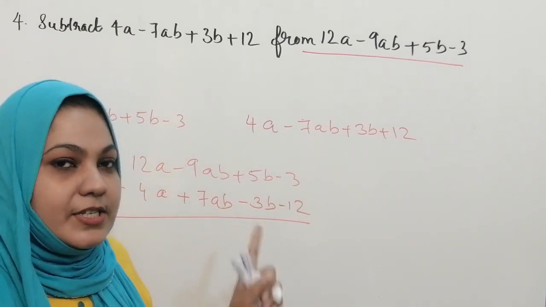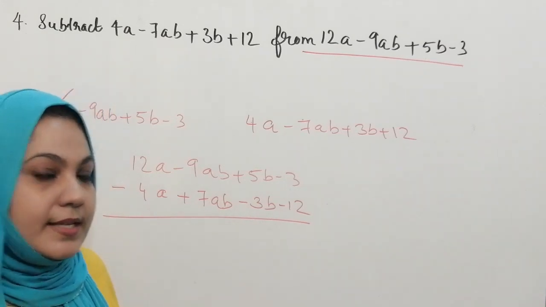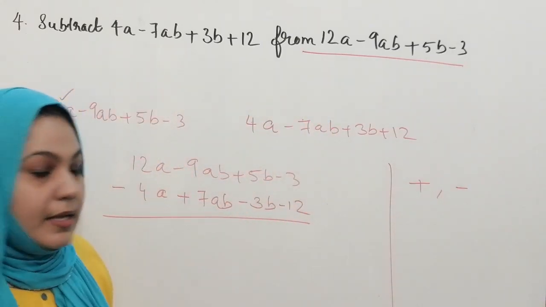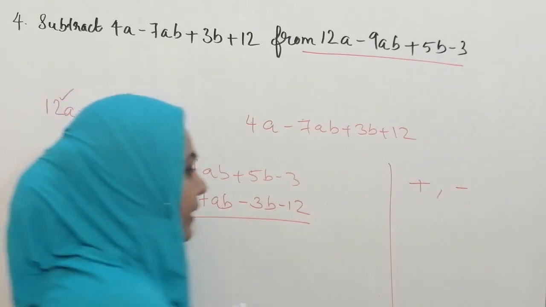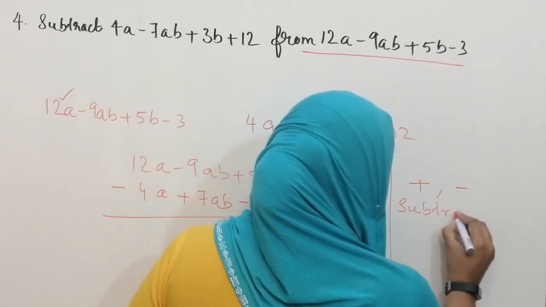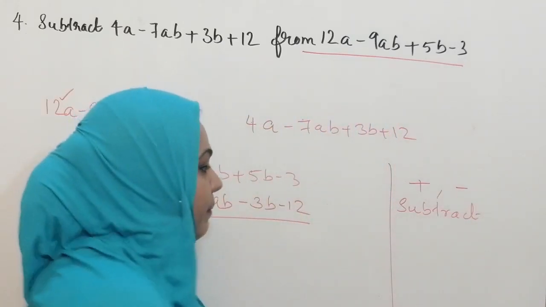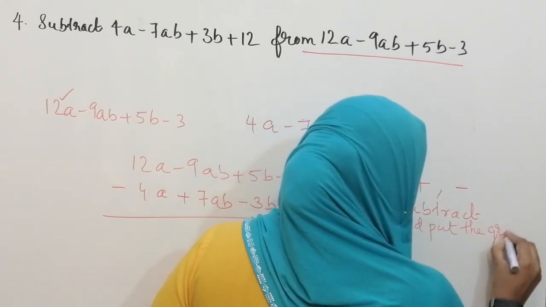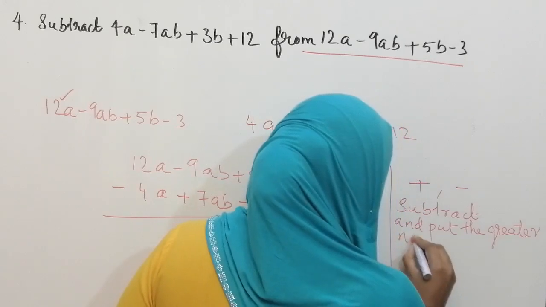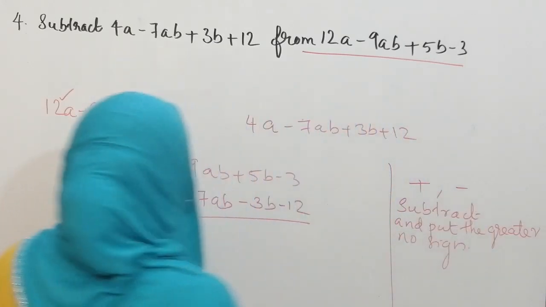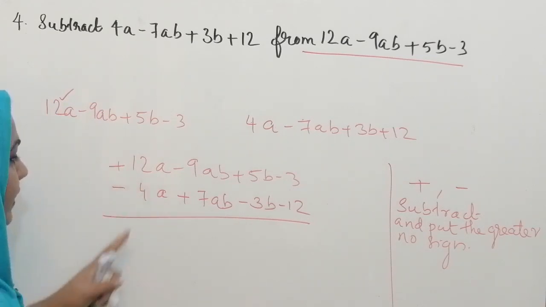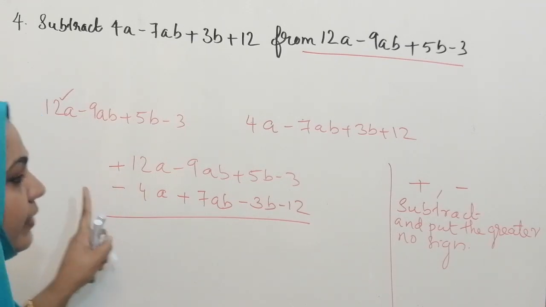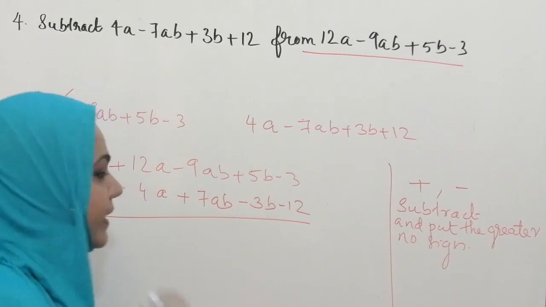Before solving this question, I will teach you the rule for addition and subtraction using signs. So if plus and minus come, what can we do here? If plus and minus come, you have to subtract and put the greater number's sign. So here you can see this is plus 12 and this is minus. So what is the sign here? This is a different sign. So that means you have to subtract and put the greater number's sign.